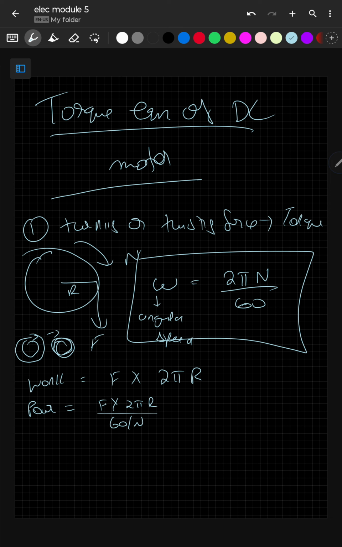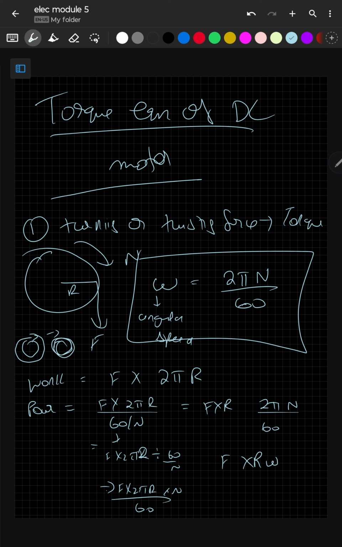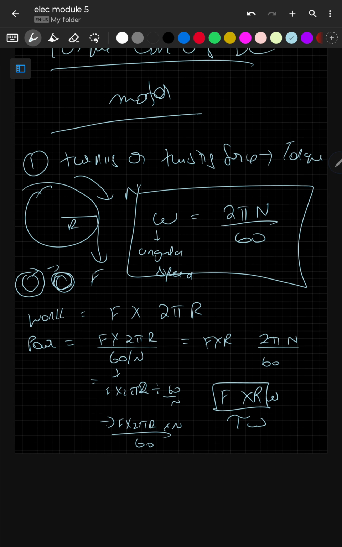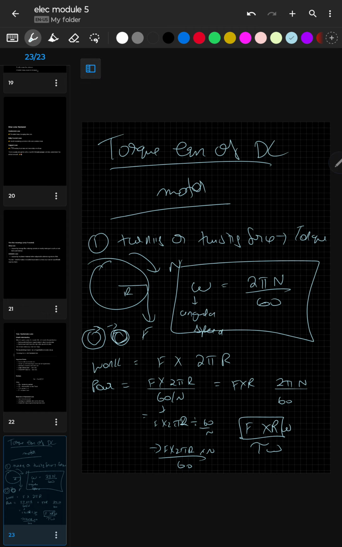So this I can write as F into 2 pi r divided by 60 by n. The multiplication becomes F into 2 pi r into n by 60. So F into r I am taking out, and 2 pi n by 60 I am keeping. That is F into r into omega. This F into r is nothing but the torque. I will explain the whole of this once again. Carefully listen please. There's no issue, we're all learning it for the first time.